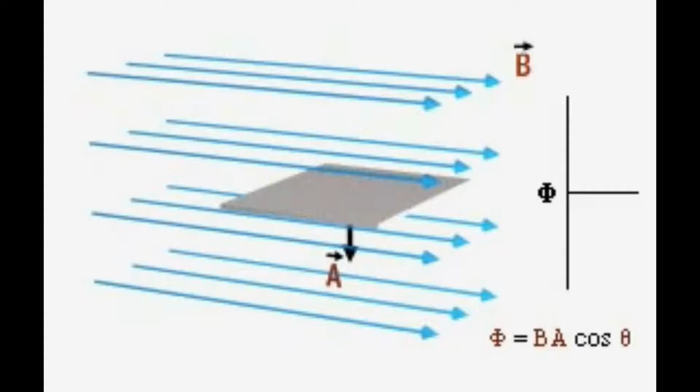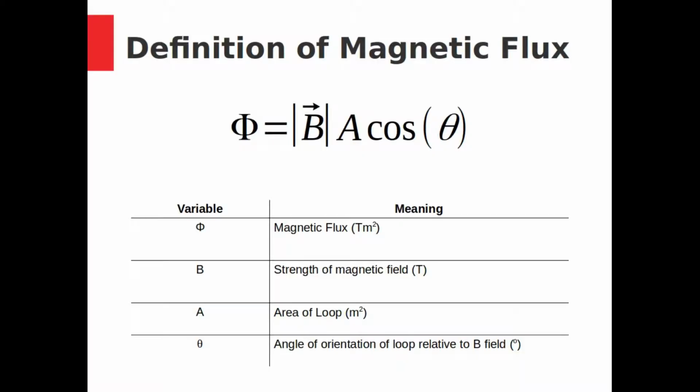We're going to use this visualization to provide the definition of magnetic flux. The magnetic flux is symbolized by the uppercase Greek letter phi. Take the strength of the magnetic field, B, multiply it by the area of the paper, A, and then multiply that by the cosine of the angle of orientation. Remember, 0 degrees means face on, 90 degrees means edge on, and tilted would be proportionately in between.